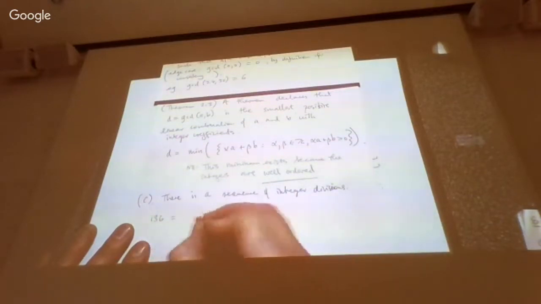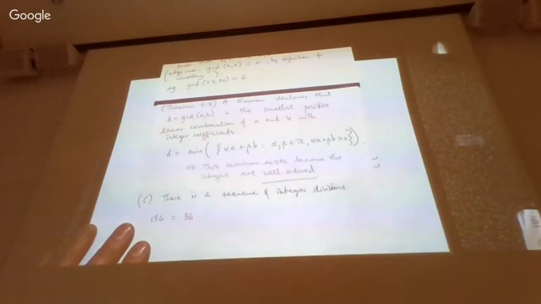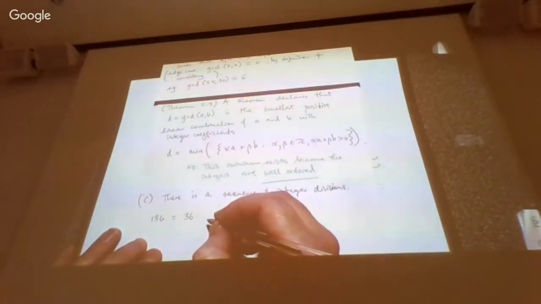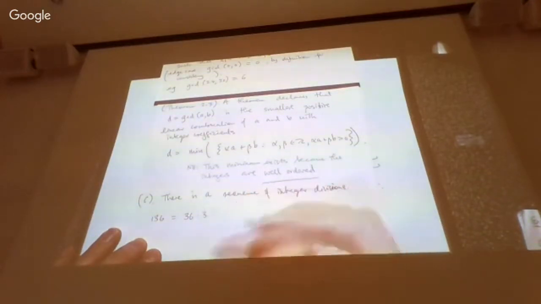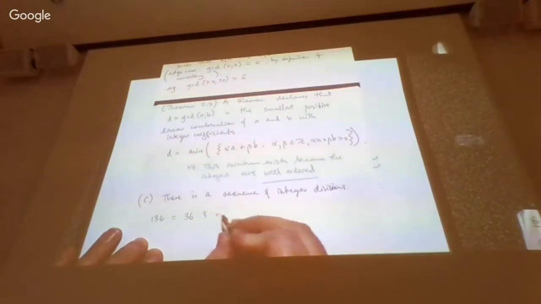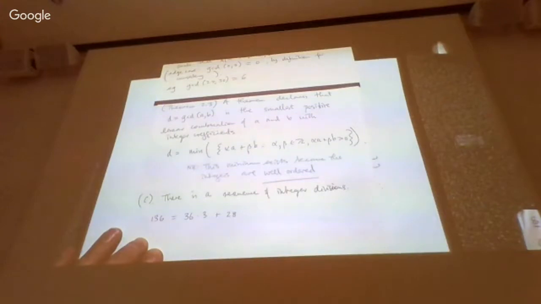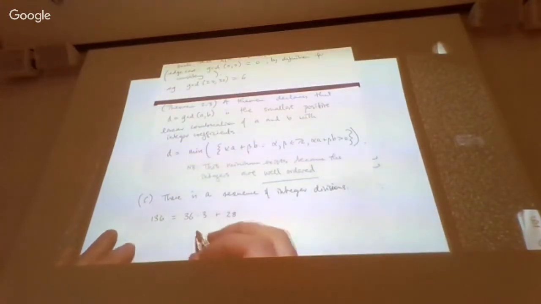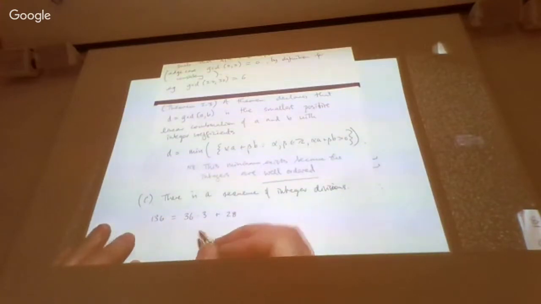So you're dividing, how many times does that go in, 4 times probably? No, 3 times. 3 times 36 is 108, remainder 18. Then, okay, that's well and good. Then what do we do?